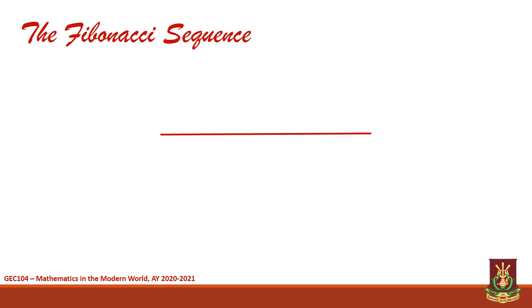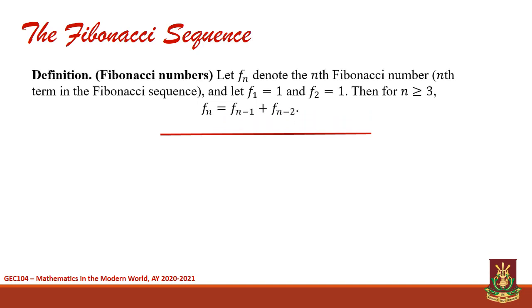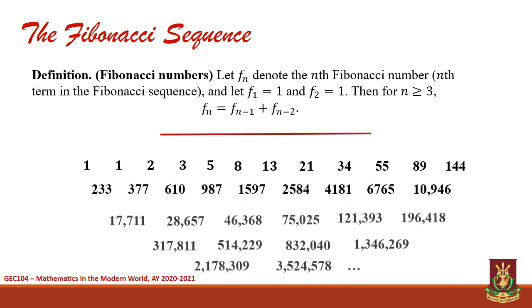Now, based on the previous illustration, we may establish a recursive definition for the Fibonacci numbers as follows. We let f sub n denote the nth Fibonacci number and let the first two terms both be equal to 1. Then, for n greater than or equal to 3, f sub n is equal to the sum of f sub n minus 1 and f sub n minus 2. Using this definition, we know that after the first 6 terms, we have 13, 21, 34, 55, 89, and 144, which will continue indefinitely.